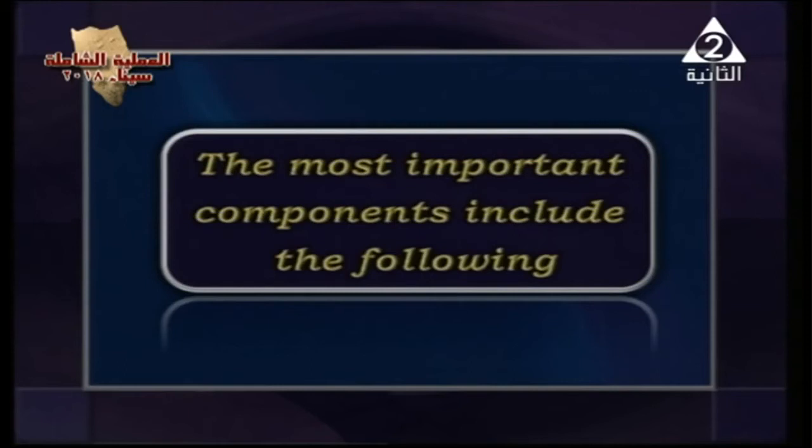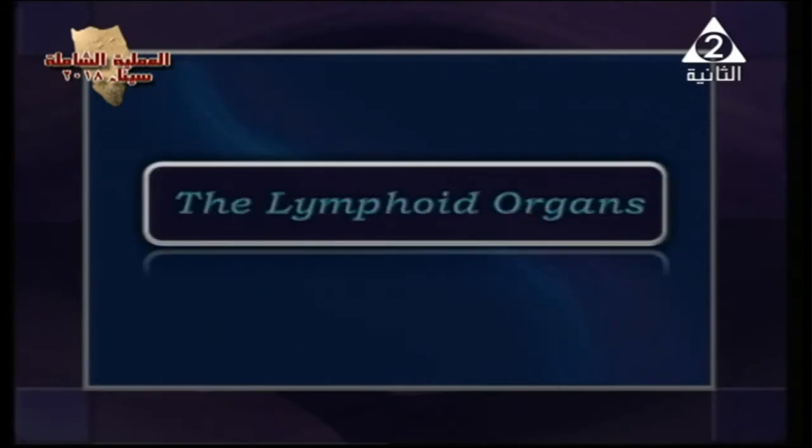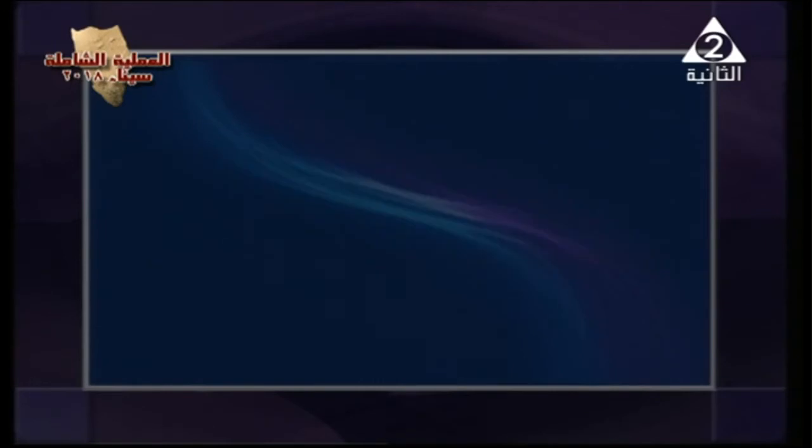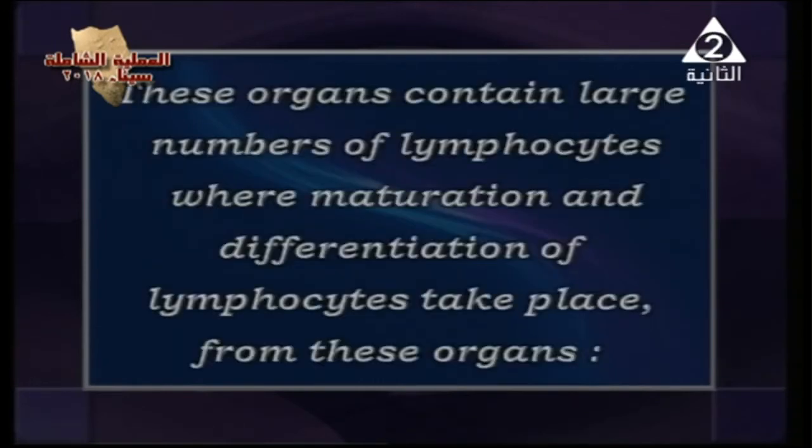What is the most important component included in our immune system? The lymphoid organs. These organs contain a large number of lymphocytes, where the maturation, growing, and differentiation, the specialization of the lymphocytes, take place. So the main importance of these organs is what? They are responsible for maturation and differentiation of the lymphocytes. Okay?